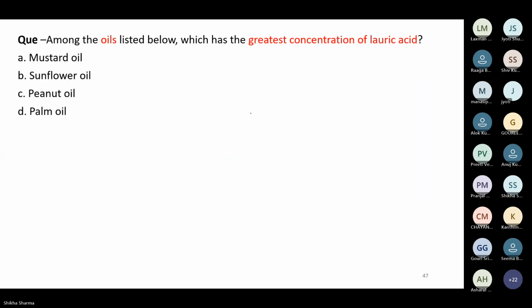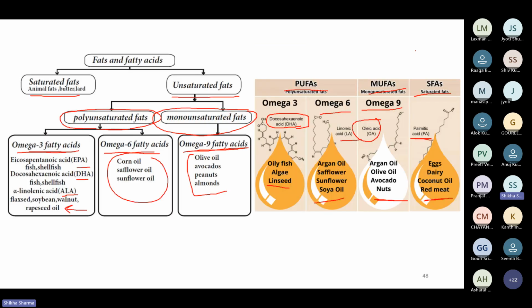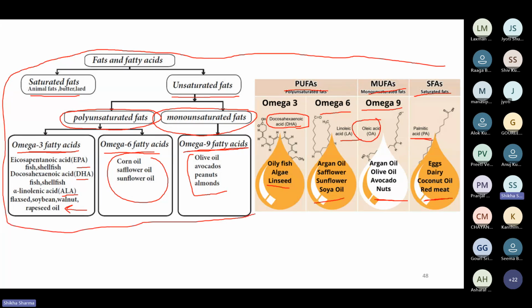So now we have the question among the oils. Yes, option D, ma'am. We have a question about these oils and the greatest concentration of lauric acid. So out of which category does lauric acid fall? Please, can anyone tell these categories?